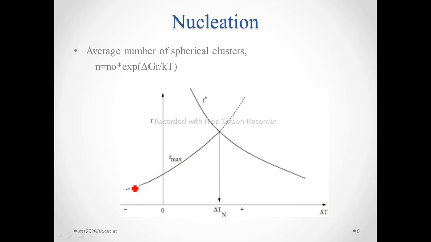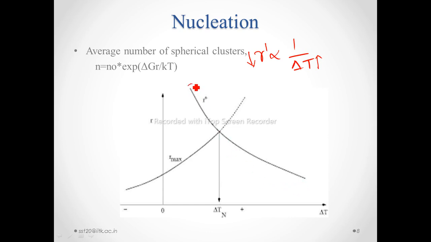Okay, now we saw the size of the clusters with respect to the undercooling. Now, the size of the stable nucleus with respect to the undercooling. The critical radius is inversely proportional to the undercooling, delta T. As we increase the undercooling, the size of the critical nucleus decreases. This can be seen from this graph: R star goes on decreasing with increasing delta T.